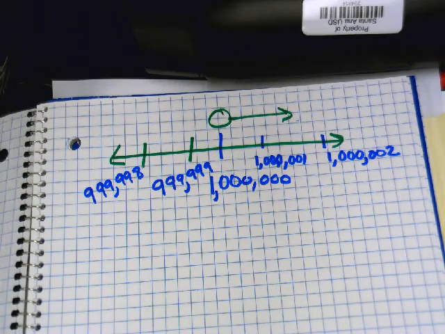All right. What is the answer to this problem? X greater than 1 million. X is greater than 1 million.